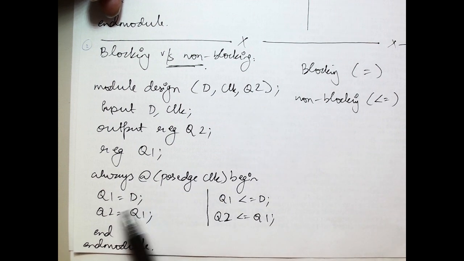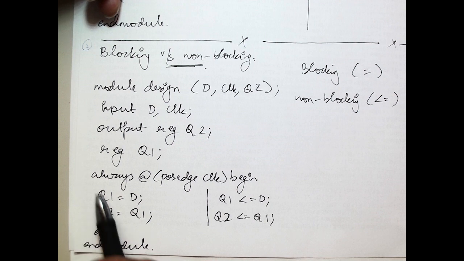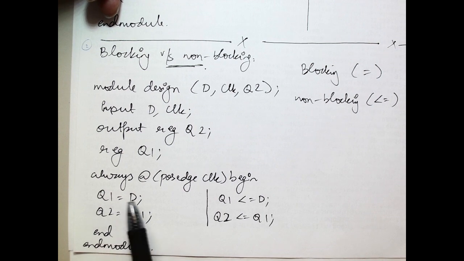The only thing that you should be really looking into is Q1 equals D, and Q2 equals Q1. The way blocking assignment works is it first executes this line, and only then does it execute this line. So it's sequential that way, or it happens one after the other. So what the tool will do is first set the value of Q1 to D, and then go to the next line. It will see that Q2 is set to Q1, but because Q1 is already assigned the value of D, it's going to set the value of Q2 to D as well, right?